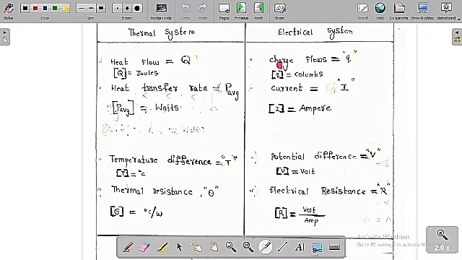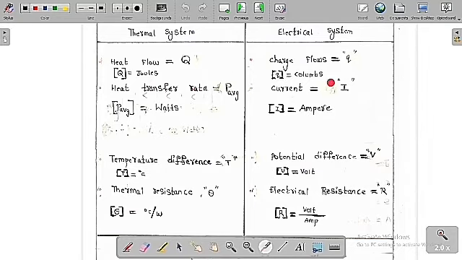So here heat flow means Q, yes, capital Q. Charge flow means small q. Here power flows or heat transfer rate, here current flows, here P average and I. Temperature difference means potential difference. Thermal resistance means electrical resistance. Thermal resistance is represented by symbol theta, whereas electrical resistance is represented by symbol capital R. Temperature difference is represented by symbol capital T. Potential difference is represented by symbol capital V.